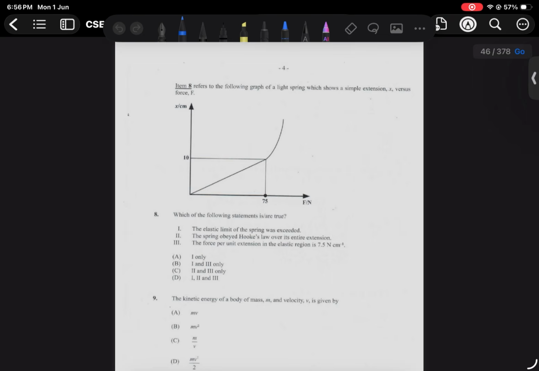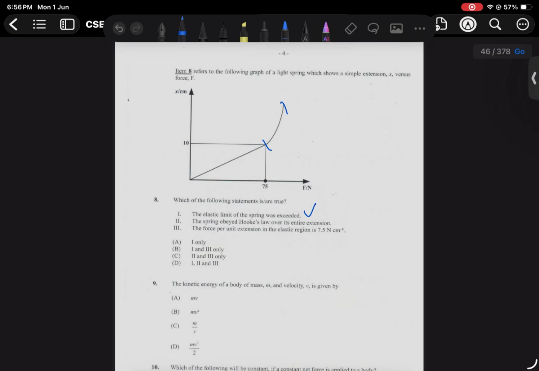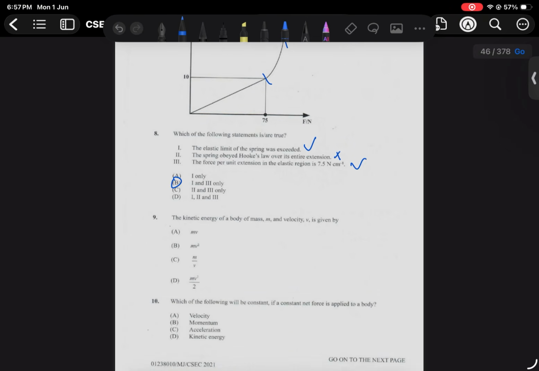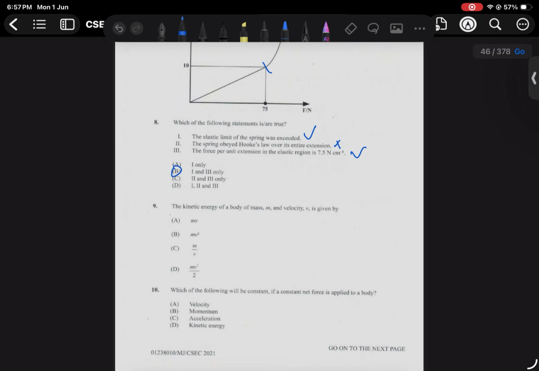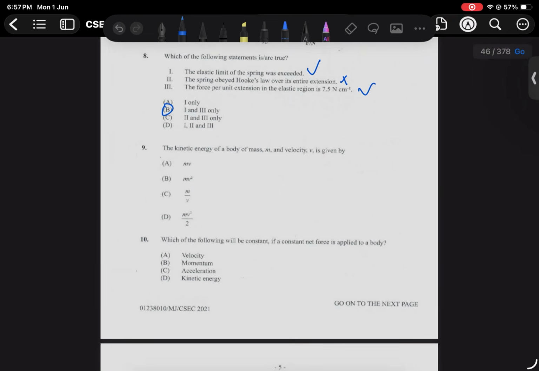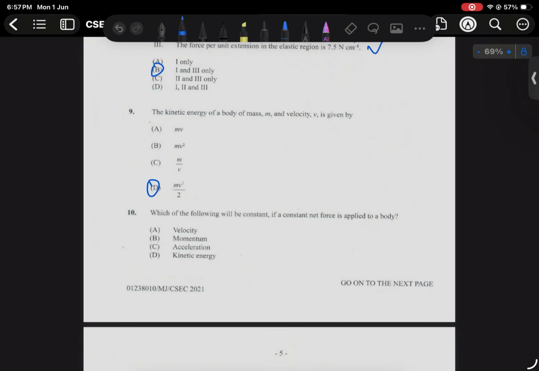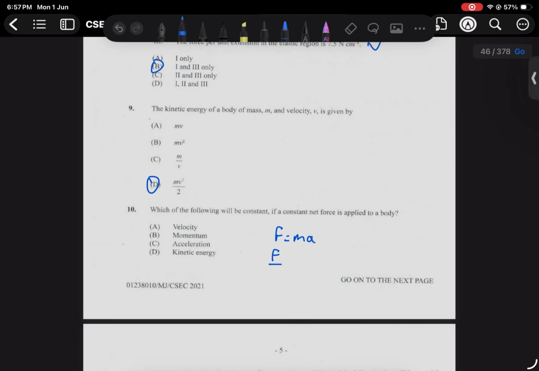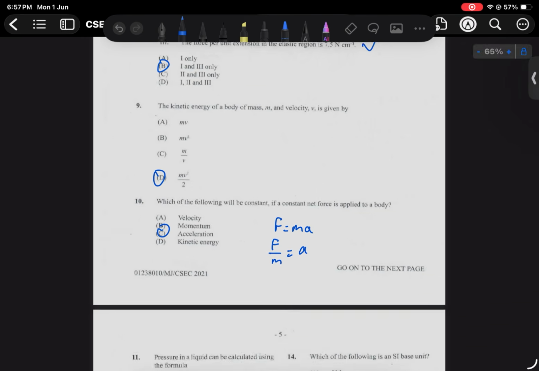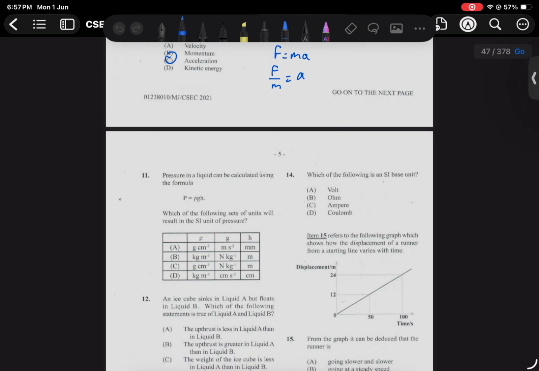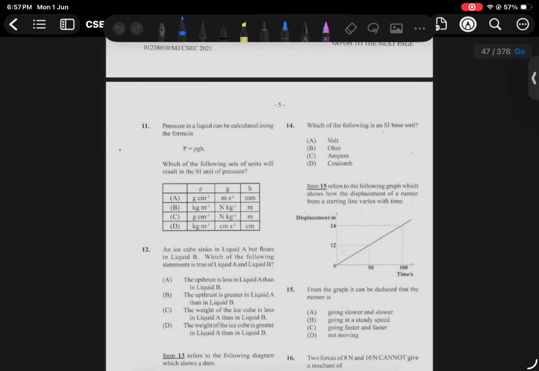So the elastic limit has been exceeded, yes. The spring obeyed Hooke's law, no. The force, yes. So it's 1 and 3. The kinetic energy of a body of mass m and velocity v is given by, this is also a repeat, half m v squared or m v squared over 2. Which of the following will be constant if a constant net force is applied to a body? So force is equal to mass times acceleration. If there's a constant force, there'll be a constant acceleration. Acceleration will be constant. Pressure in a liquid can be calculated using the formula rho g h. Which of the following sets of units will result in the SI unit of pressure?